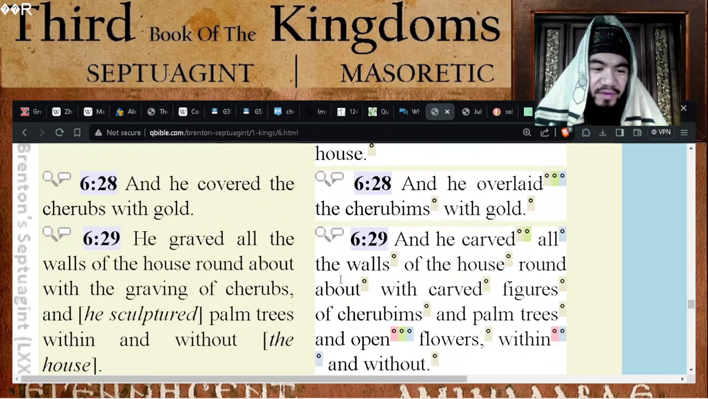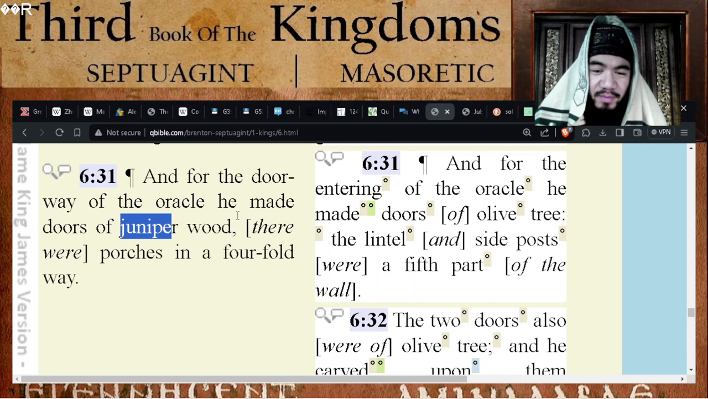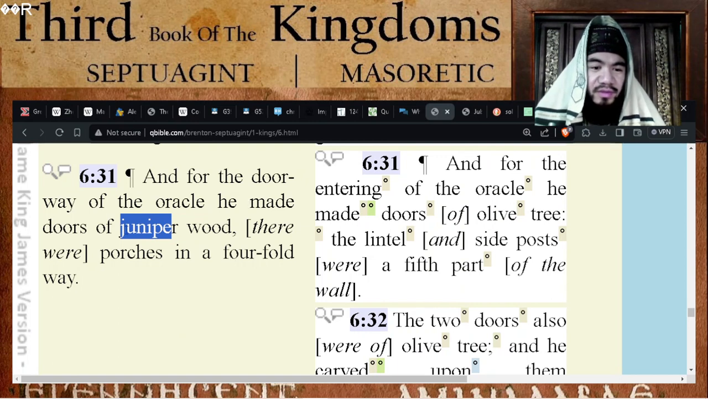Verse 31 has a big difference, talking about the kind of wood that was used: juniper wood from the juniper tree versus wood from the olive tree. So what is the difference? Juniper wood comes from a tree that is 20 to 40 meters tall. The olive tree is only 6 to 9 meters tall. So that's a quarter to half the height, depending on how tall the tree is. It describes porches being made in a fourfold way versus the lintel and side posts, a fifth part. Not sure what that means.